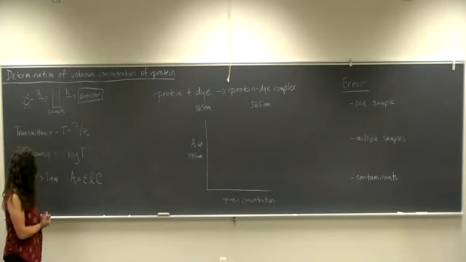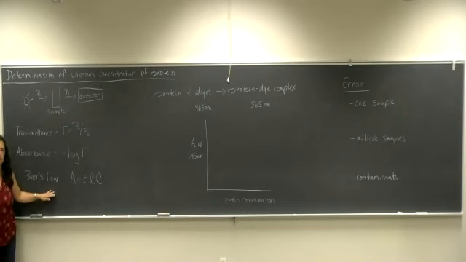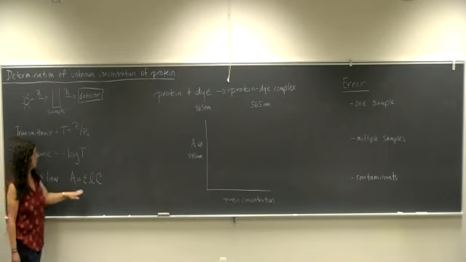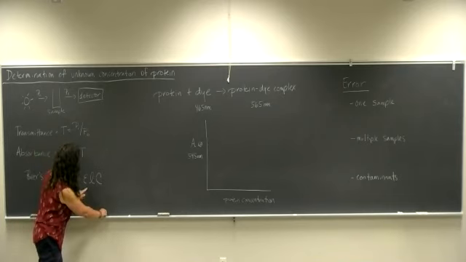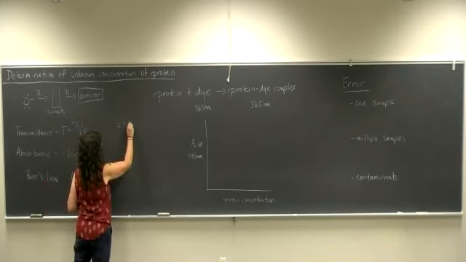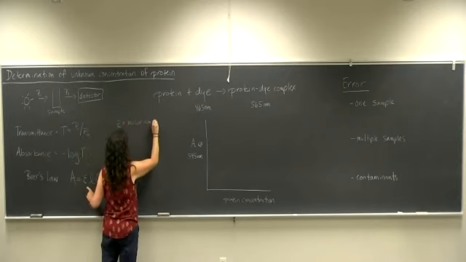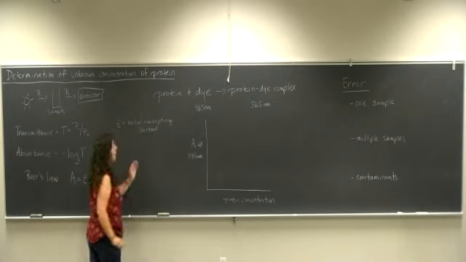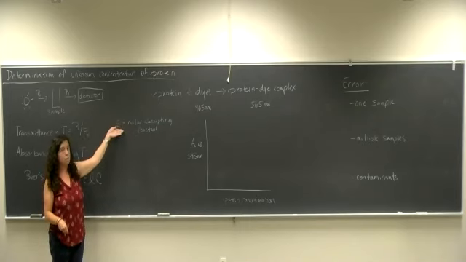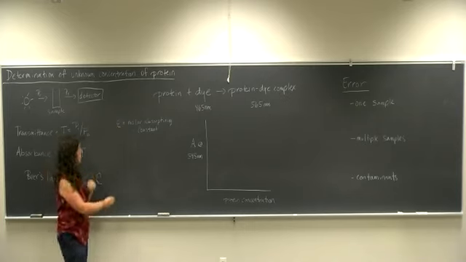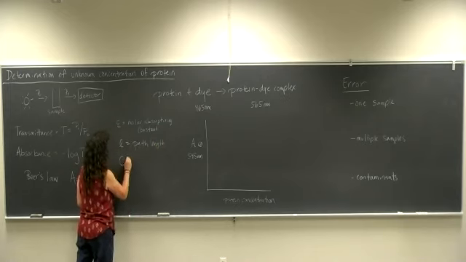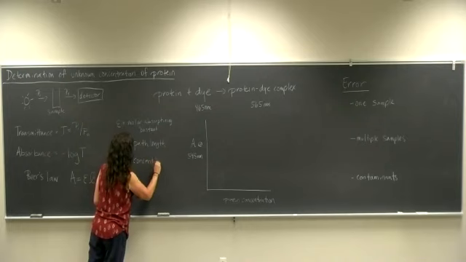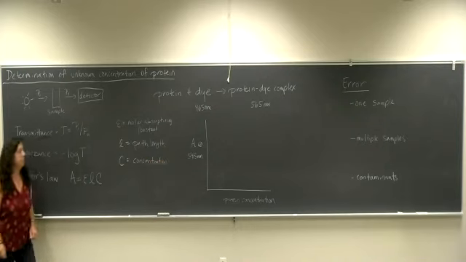And then again, hopefully just a review: the absorbance according to Beer's law for dilute solutions is directly proportional to the concentration of the solution. So Beer's law is here. This epsilon is our molar absorptivity, a constant that's specific to the sample and also specific to the wavelength. L here is our path length, and C is concentration.